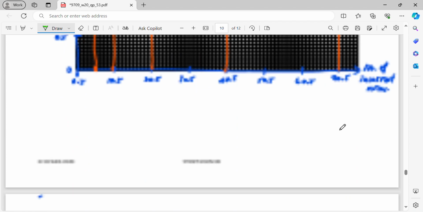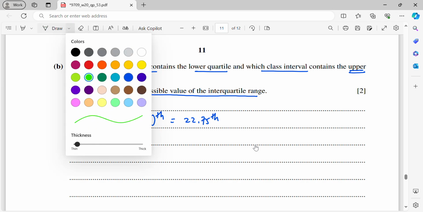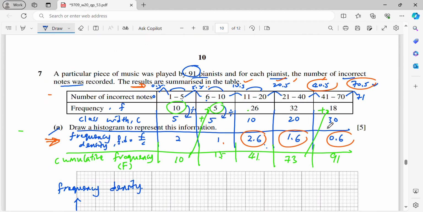Now when you look at the calculation here, my Q1 is the data at position 22.75. So look at the capital F, which class will have this data? 22.75 means it will be in 11 to 20, because you will have data 16 to 41, since the previous class goes up to data 15. So I will get the class 11 to 20.